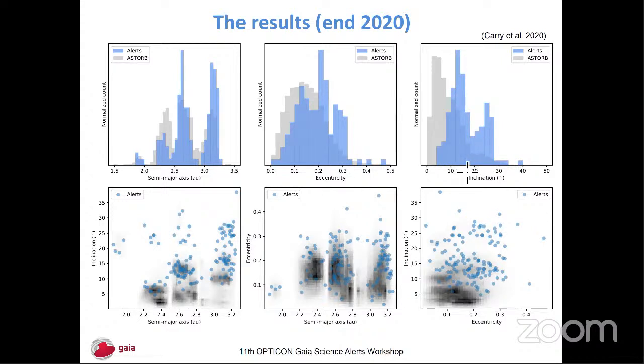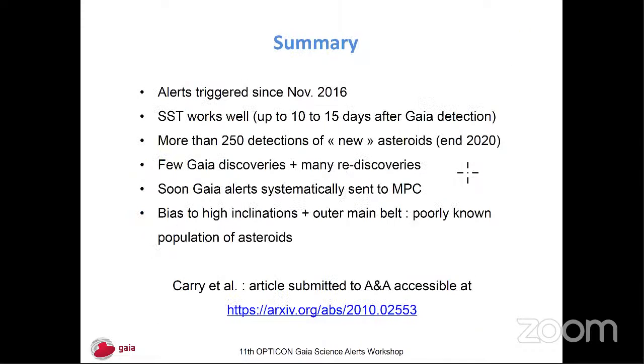And that means that the activity of the detection of the Gaia alerts shows that the population of the main belt asteroids, the outer main belt in fact, with high inclination are not well known, and this activity allows us to enhance our knowledge of the main belt. Well, this is a summary.